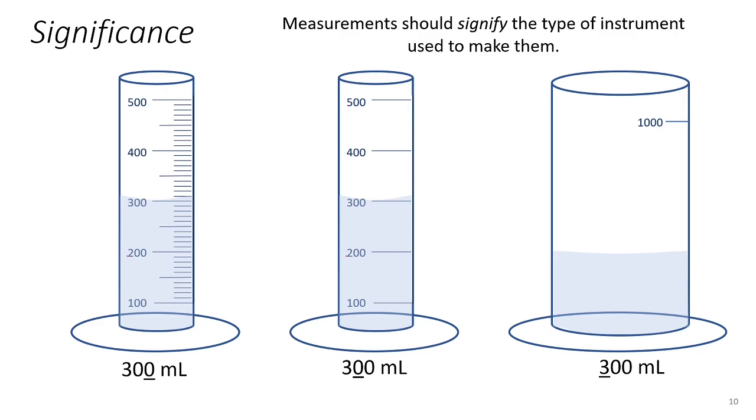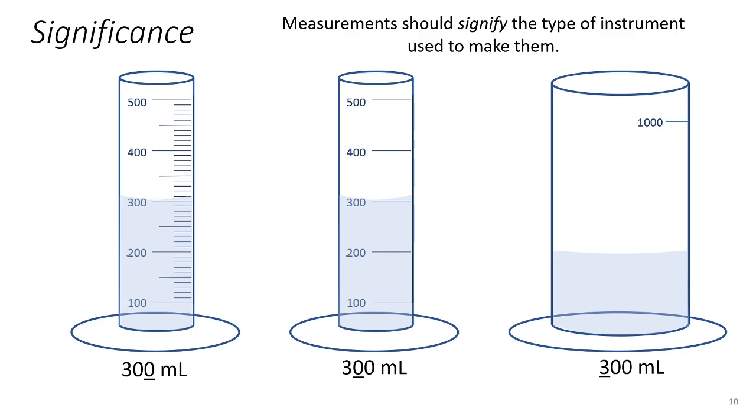Let's say that we want to measure a liquid. We pour it into the first device here. It's called a graduated cylinder. It has major markings every 100 milliliters and minor ones every 10 milliliters. The volume could be recorded as 300 milliliters, where our estimated digit is the last zero, right? If we have markings every 10, then our estimate is going to be in the ones place. So we would report 300 milliliters.